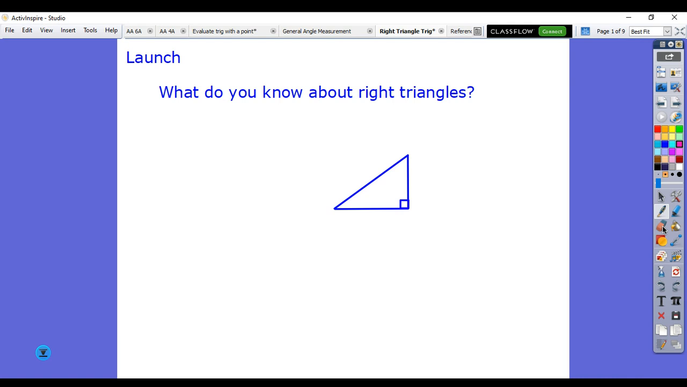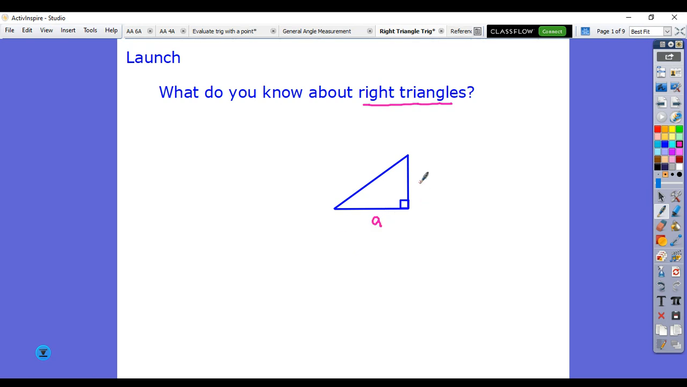All right, so we're going to start a couple lessons on trig, and we're just going to review some things you should hopefully already know. So first of all, what's the first thing you think about with right triangles? In a right triangle, what's the relationship between the sides?